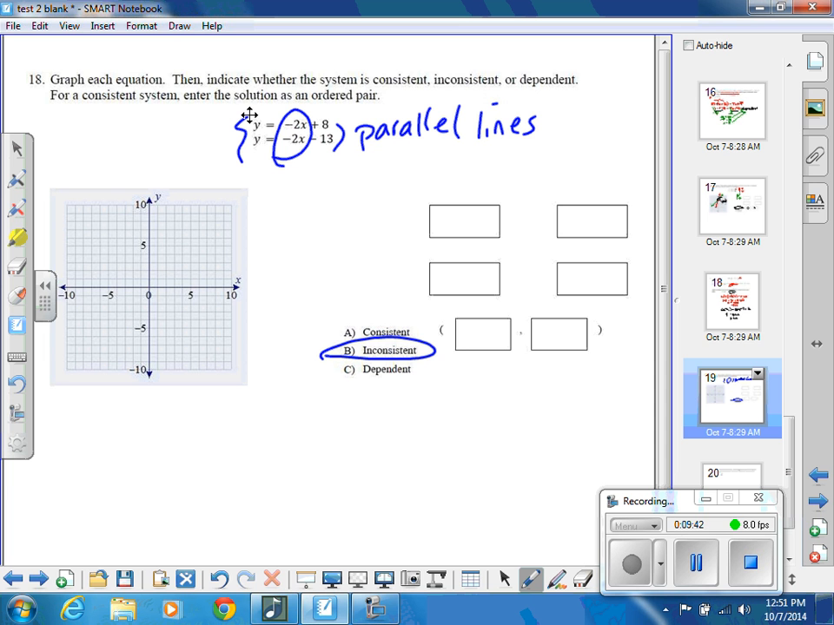Alright, so I got this first one, y equals negative 2x plus 8, if I do it in green. Start at 8, right here, put my dot. Go down 2 over 1. This line. Okay.